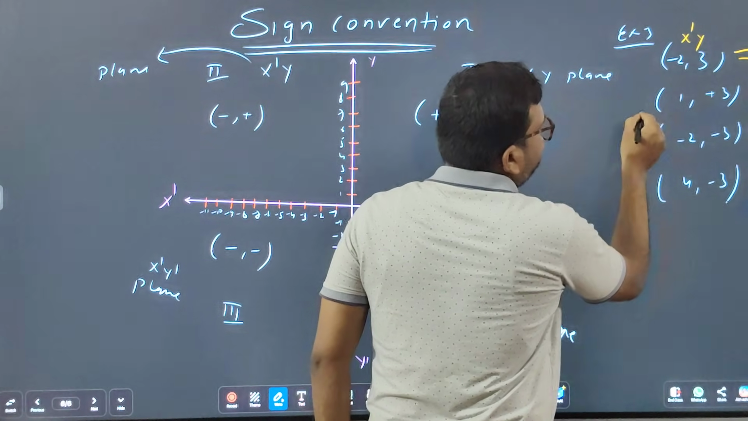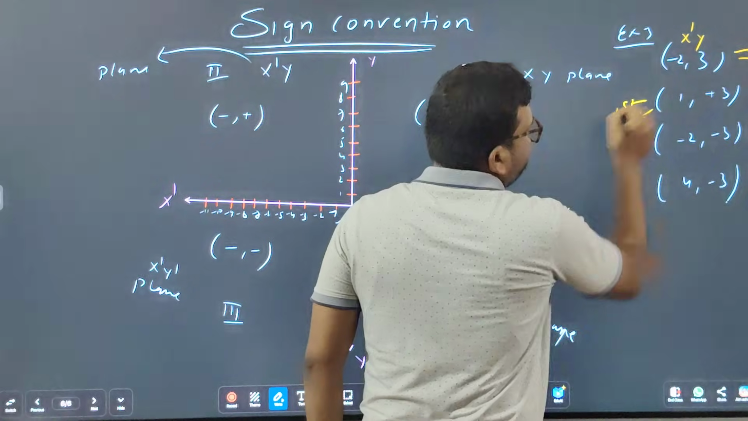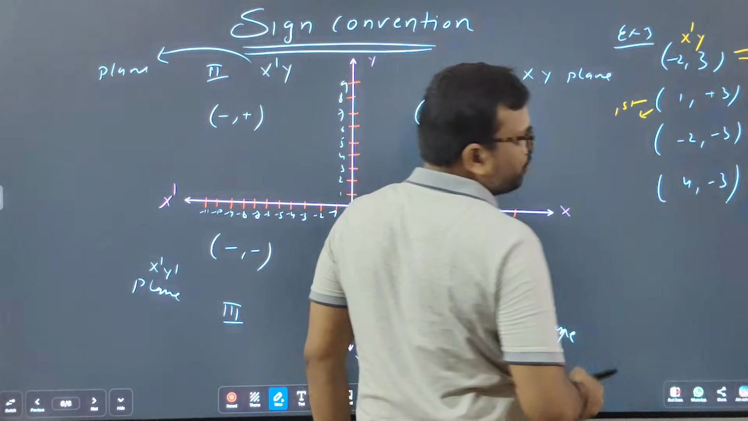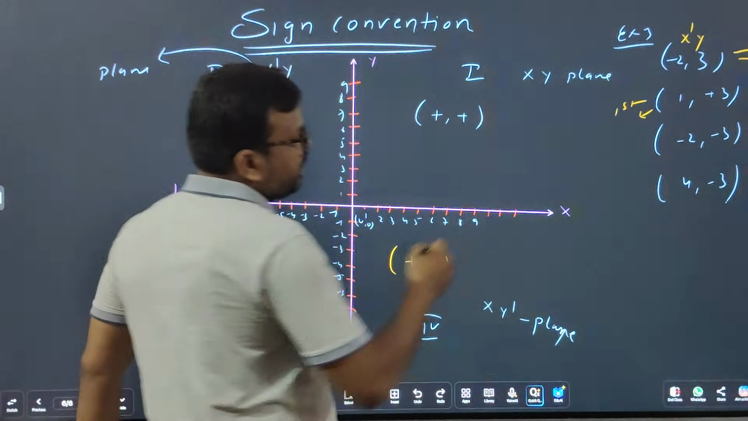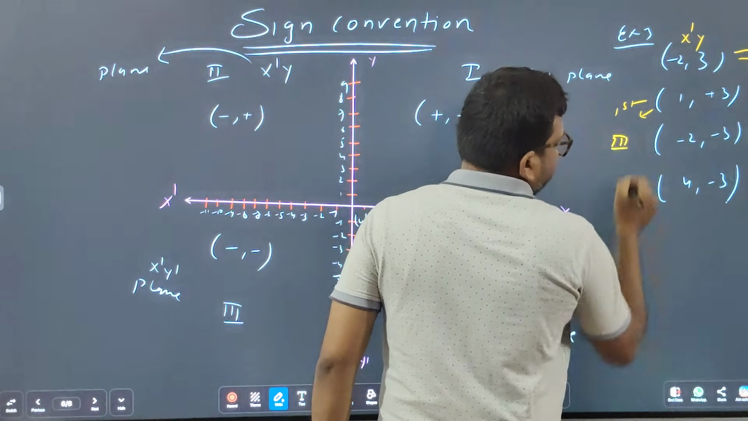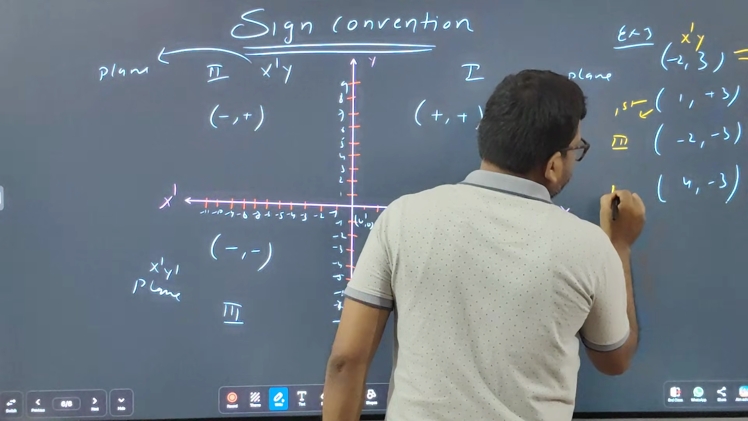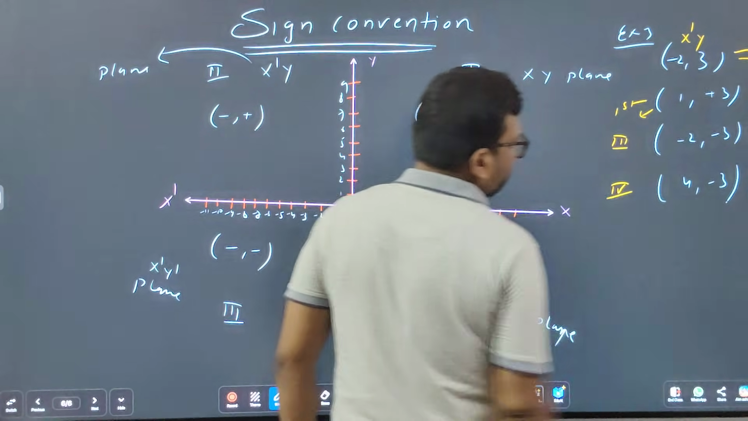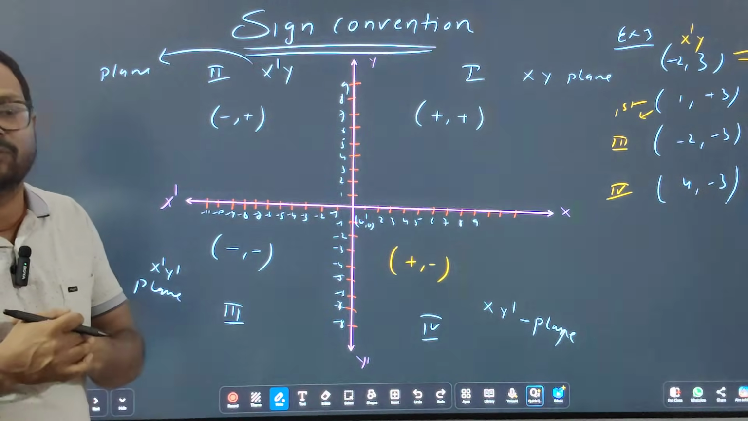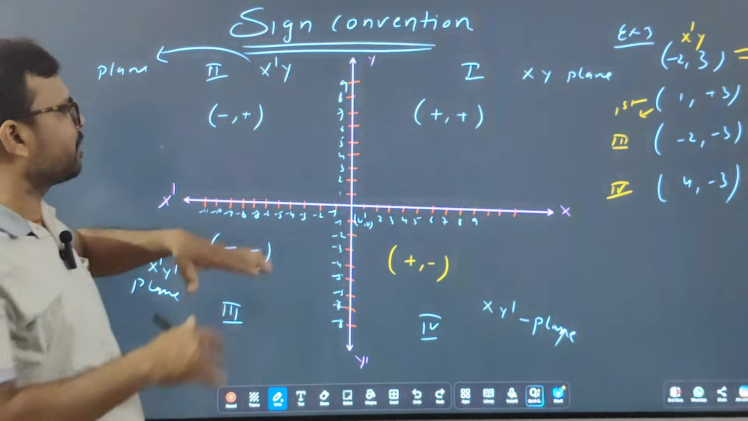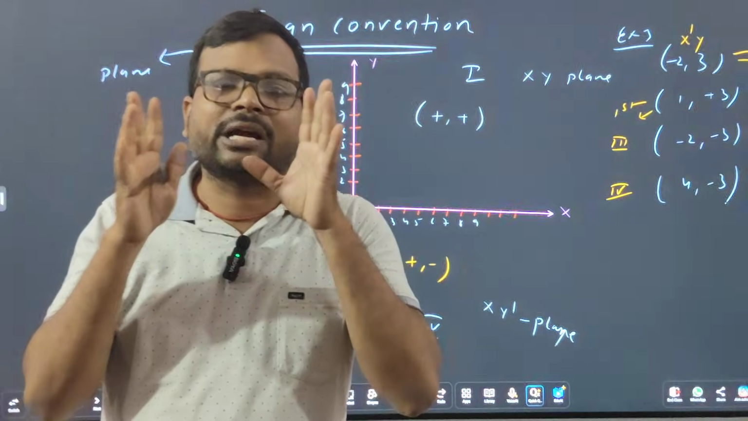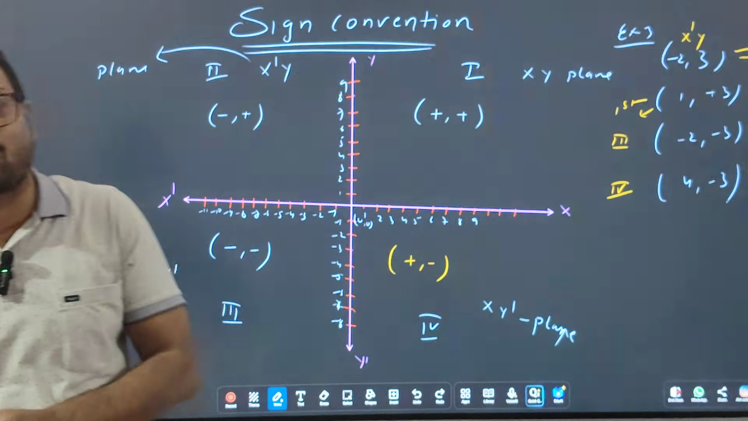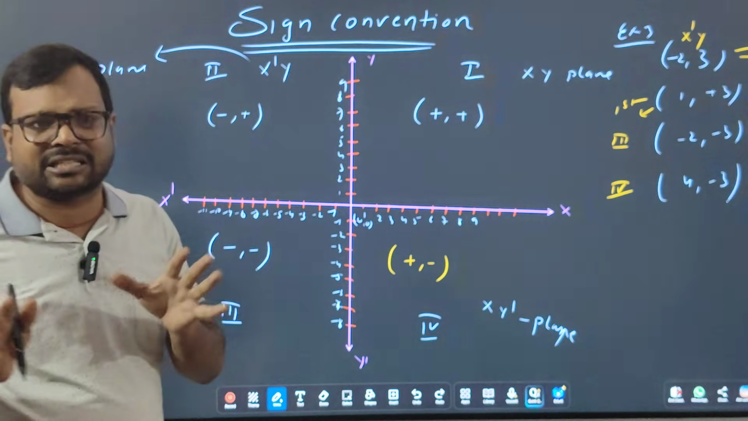Both positive is in the first quadrant. Both negative is in the third quadrant. And x positive, y negative is in the fourth quadrant. So if you know the sign convention very well, you can plot every point in the coordinate axis easily.